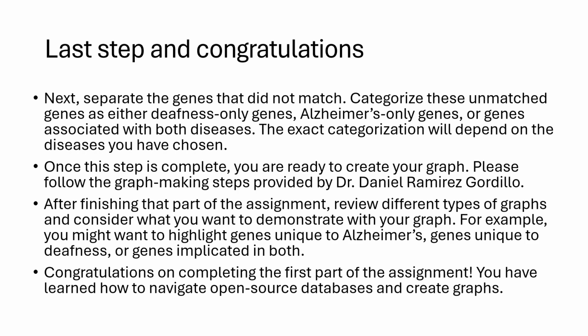All right, so now we're on to the last step. So what is the last step? The last step is to separate the genes that are unique to each disease. Like in my case, the genes that were only for Alzheimer's disease, genes that were only for hearing loss or deafness, and genes that are in common between the two of them. Once this step is complete, you're ready to create your graph.